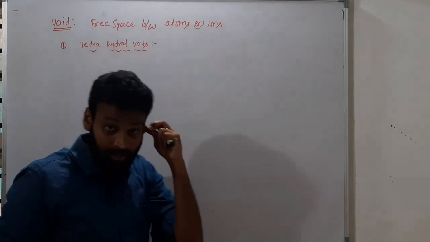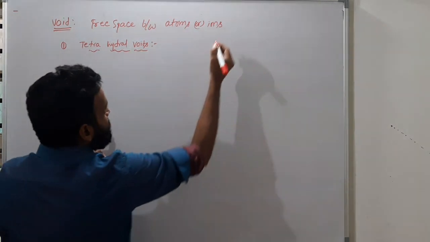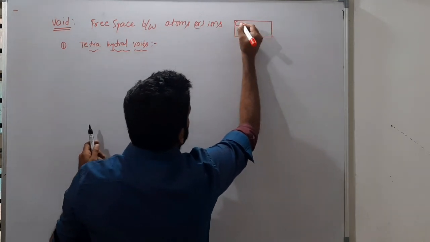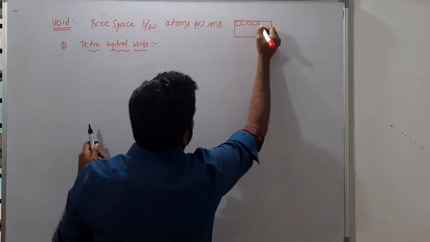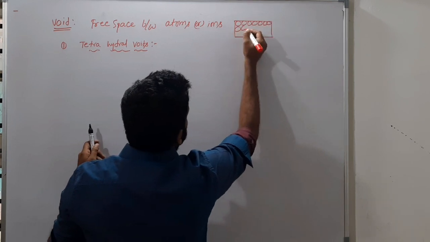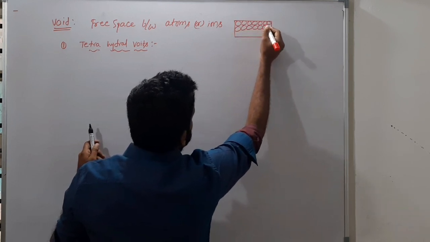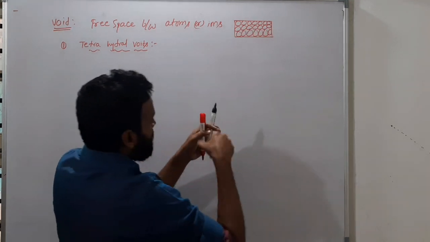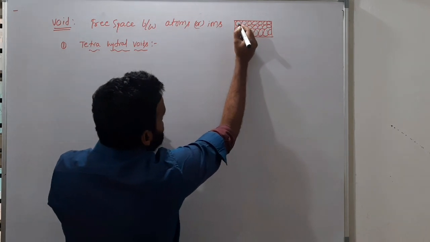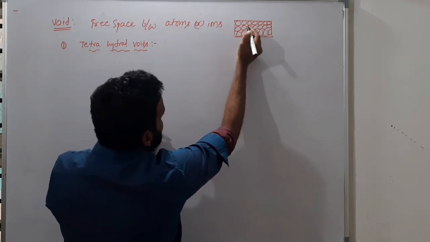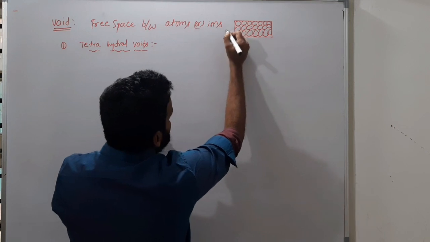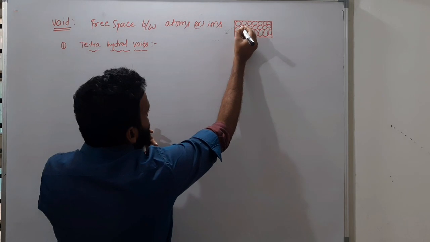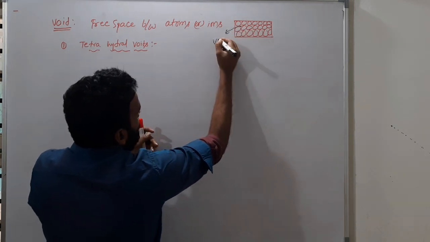Void, I have already explained in the previous lecture on packing coefficients. If atoms are arranged two-dimensionally like this, but if it is three-dimensional, you have one more thing. Suppose on these three you place one more atom. Now what is it? Free space. This is called a void.